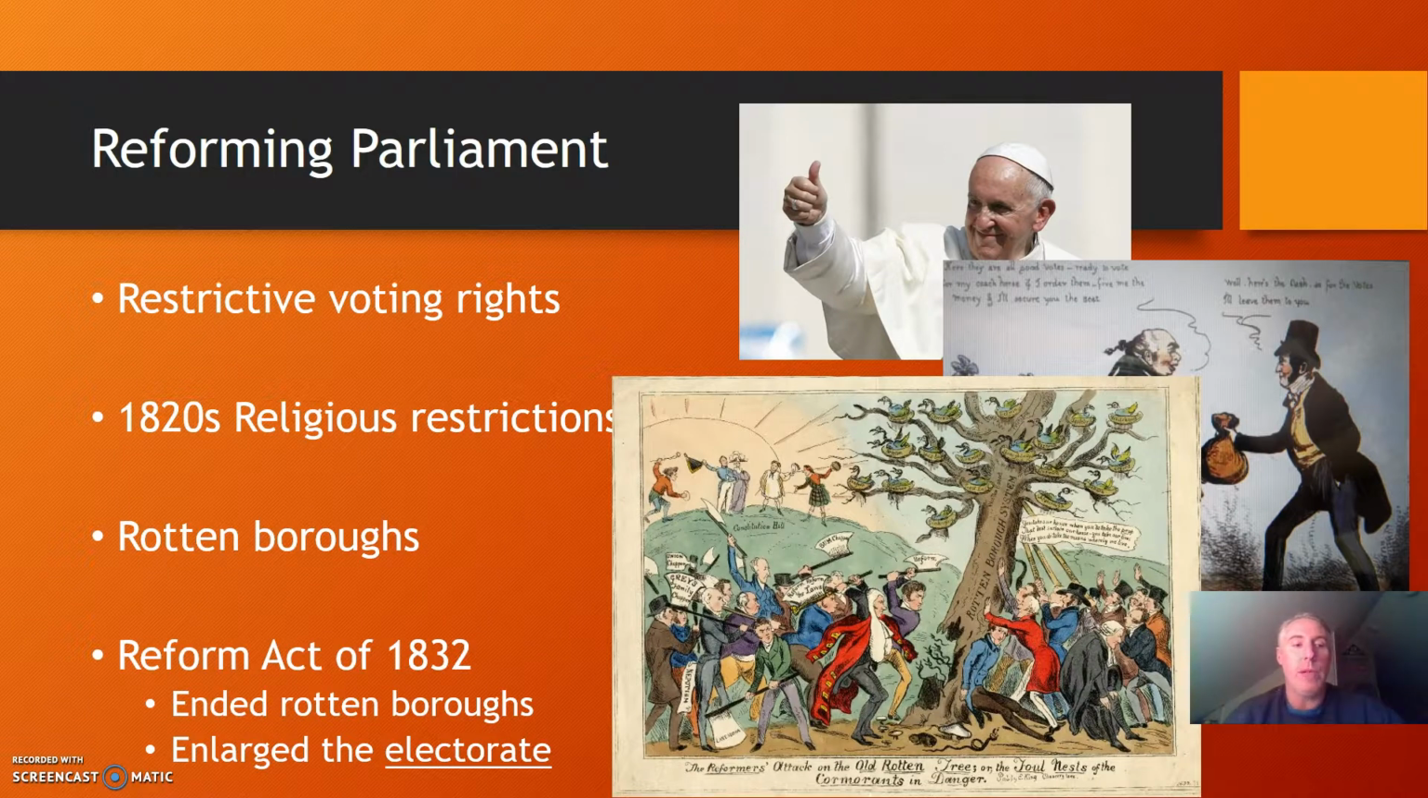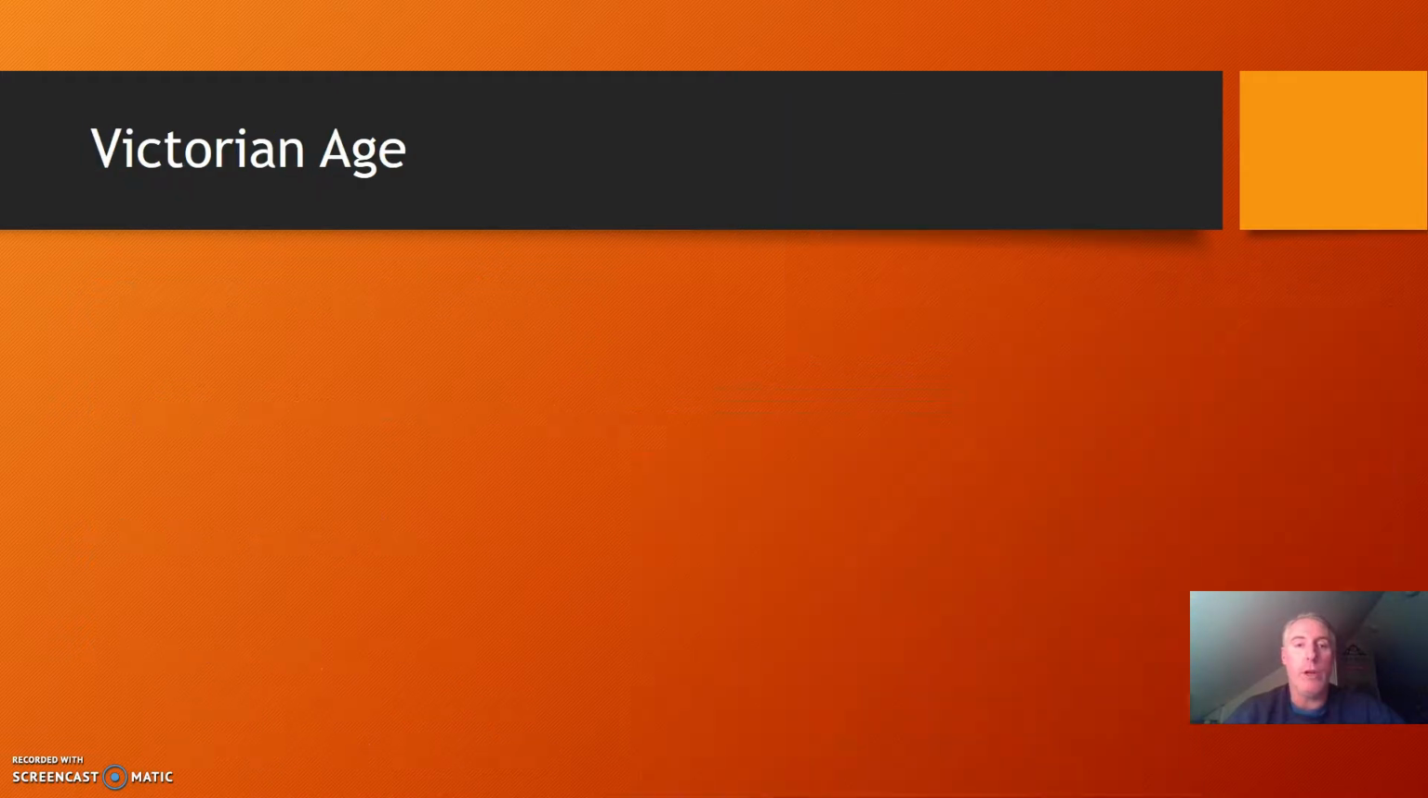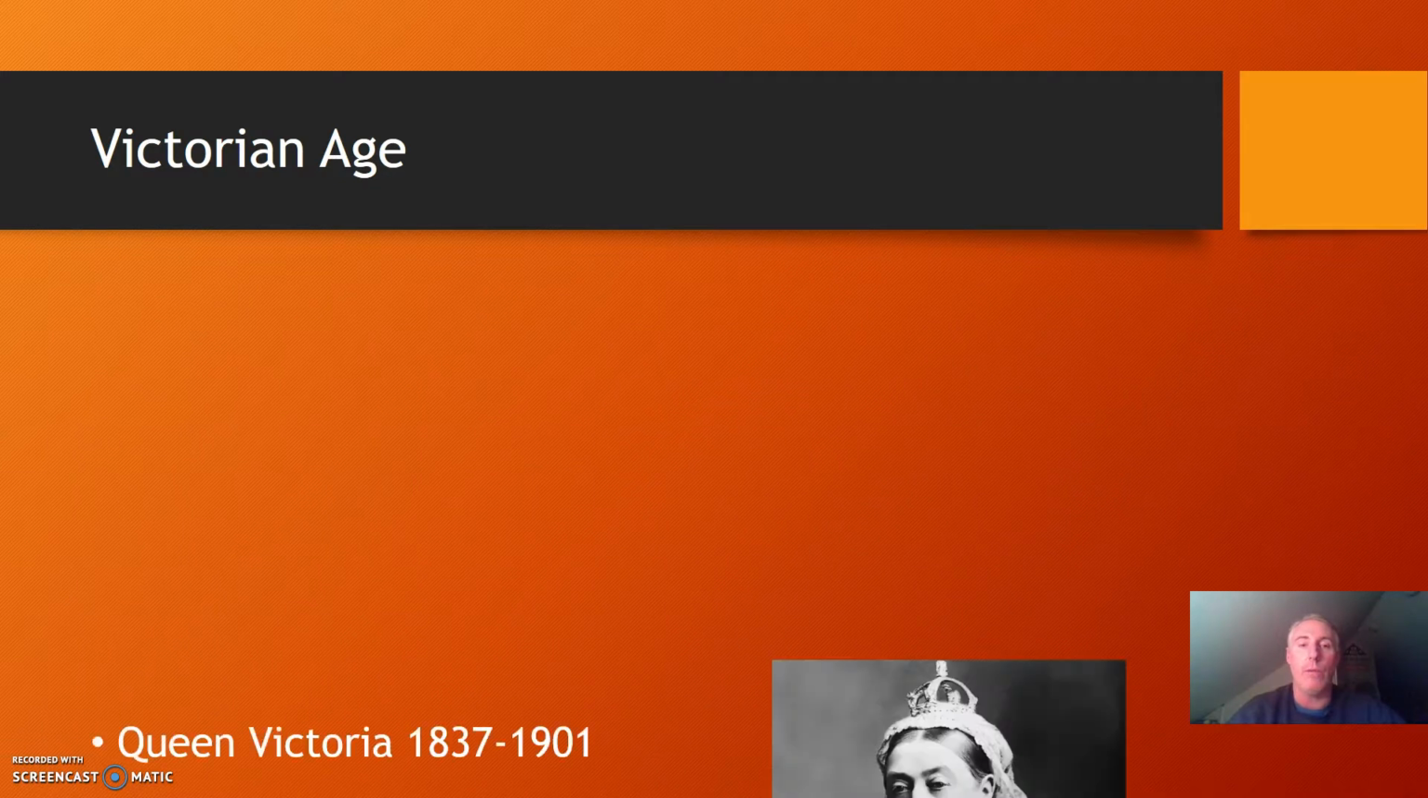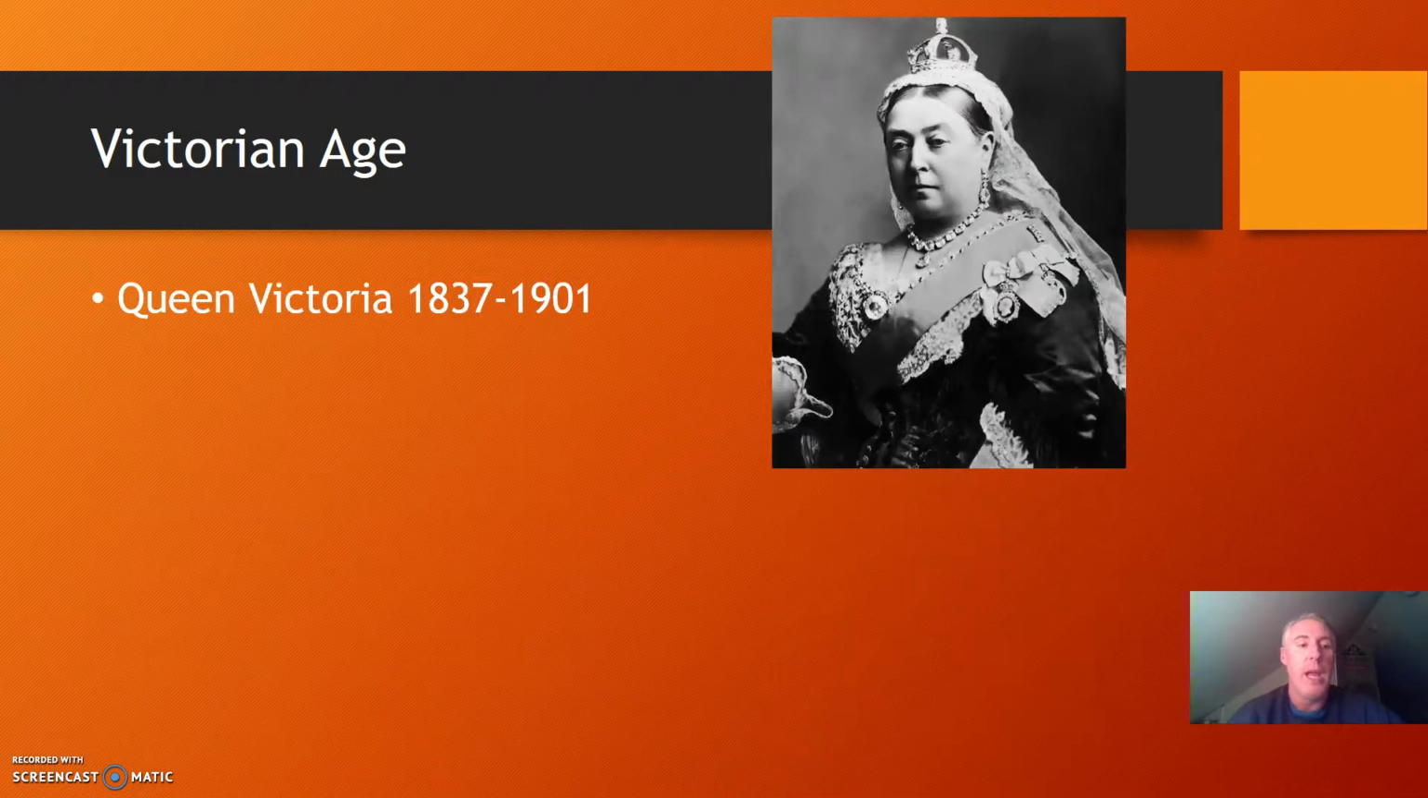Now, these reforms took place right before an era of British history known as the Victorian Age. It was called this because it was under the rule of Queen Victoria, and she ruled from 1837 to 1901, and that made her the longest ruling monarch in English history up until her great-great-granddaughter, Queen Elizabeth, surpassed her in 2015.